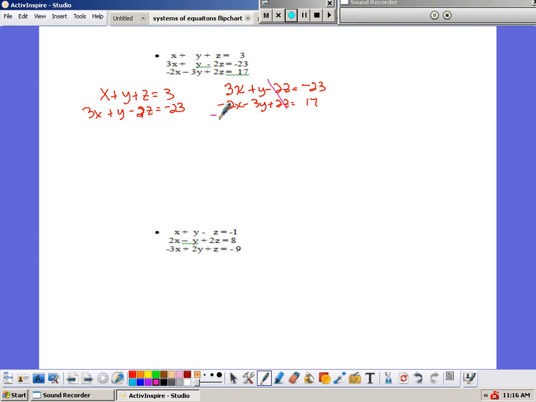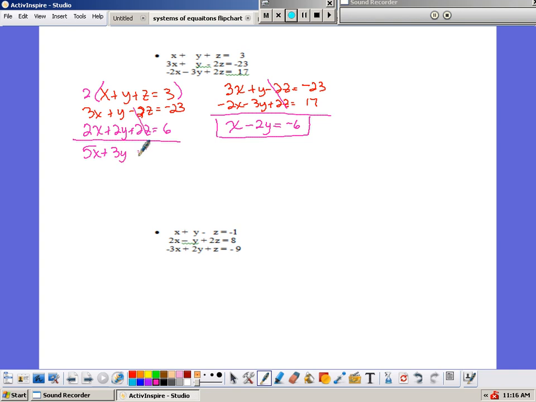So these are going to drop out, and I add together, get x minus 2y equals negative 6. Then on this side, I'm going to have to multiply the top one by 2. 2x plus 2y plus 2z equals 6. 5x plus 3y, drop the z's, equal negative 17.